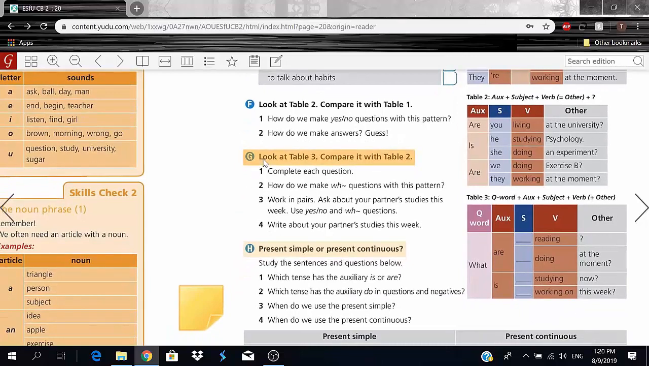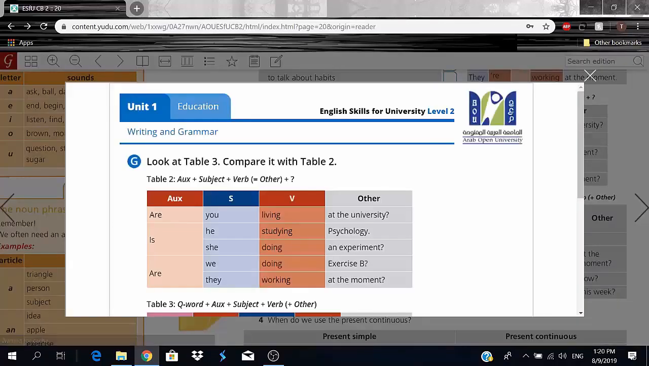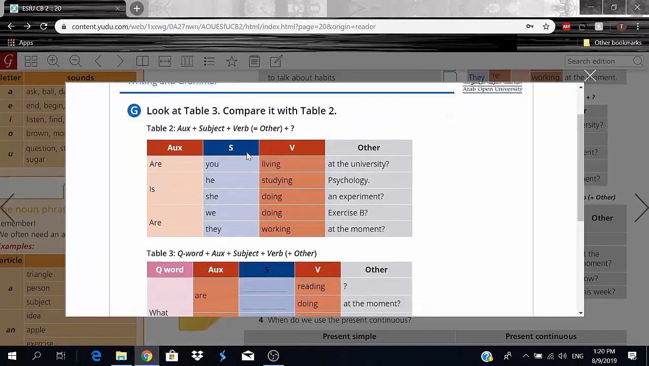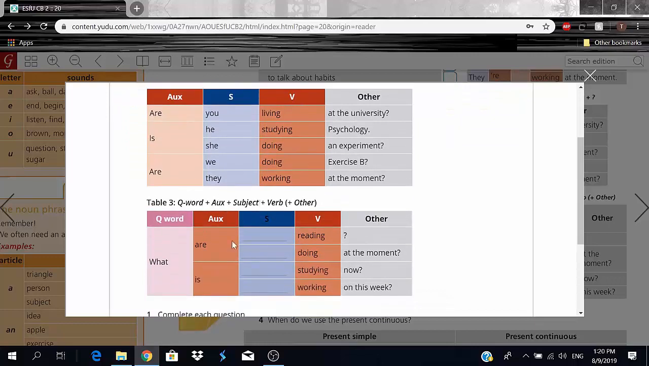Look at table 3 and compare it to table 2. Okay? So let me actually open this, see if I can. Right here. Okay? So here we have, again, this is actually the table number 2. Now let's check table number 3. Okay, so now this is not a yes or no question anymore. This is a question that starts with a question word. So what, how, where. You guys know the question words. So now we can say what are, and for the subject we can say what are you reading.